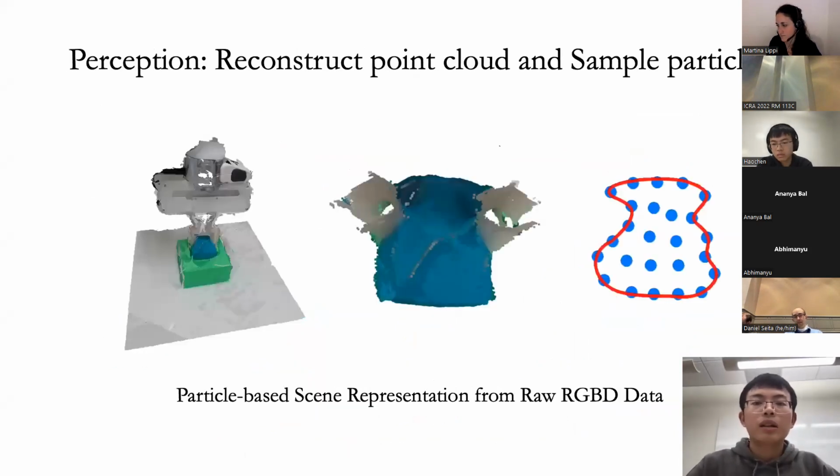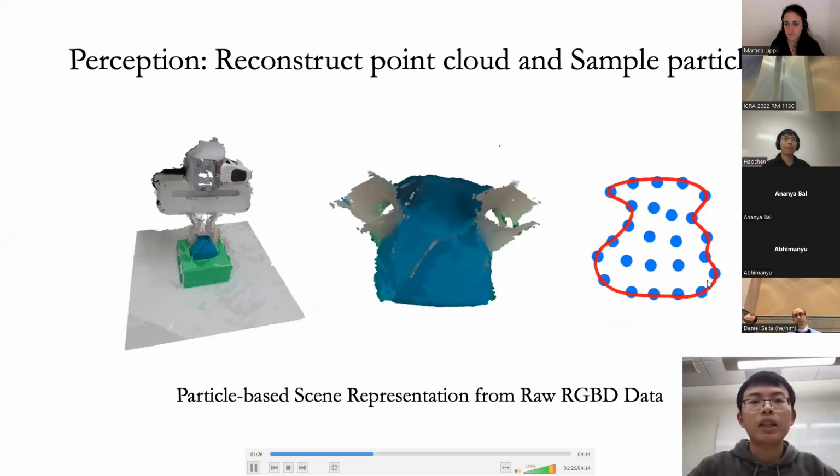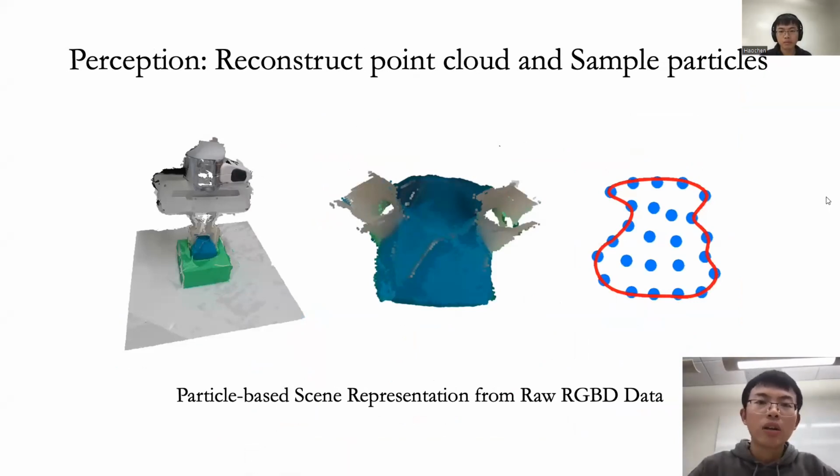Graph neural network needs clean and sparse data to learn a particle-based simulator, but the raw RGBD images from vision sensors are very noisy and dense. So how to tackle this problem? In the perception module, we reconstruct a watertight mesh around the raw point cloud and sample a sparse point cloud inside the mesh as the input to our graph neural network.